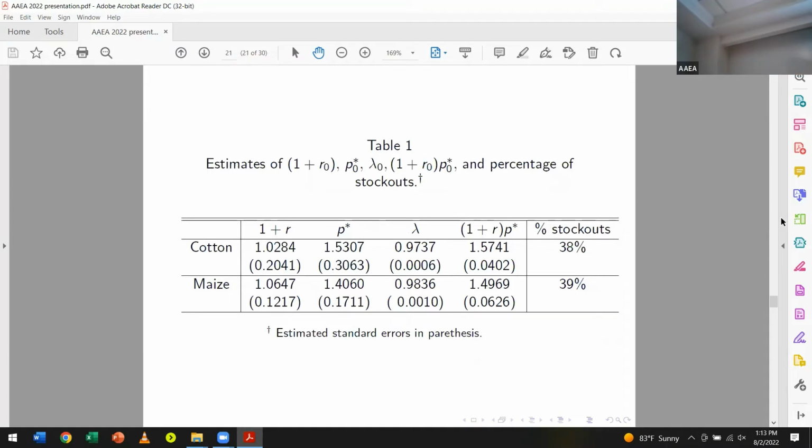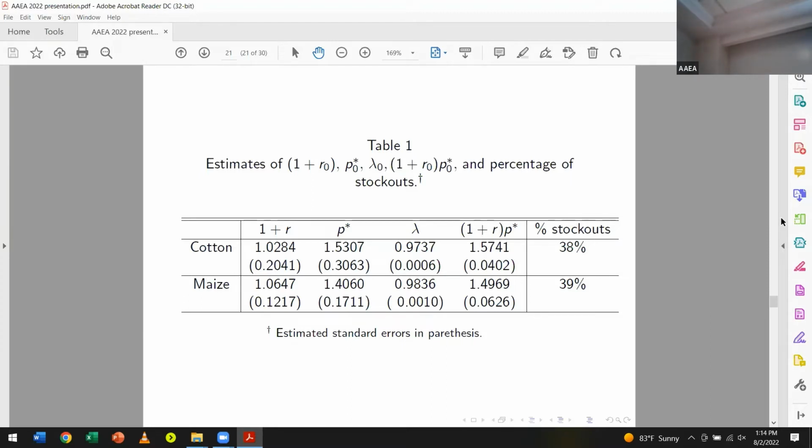Now these are our estimates for cotton and maize. For cotton, this is the estimate for 1 plus R, the interest rate here. And you see very large standard errors. For cotton, very large compared to the interest rate, 2.8% versus 20% of standard error, crazy large. And much the same with maize, the same kind of problem. This is not a new problem. Basically, this literature finds it very difficult to estimate interest rates.